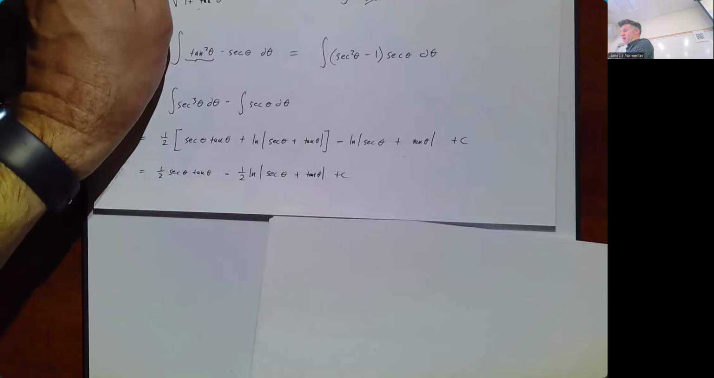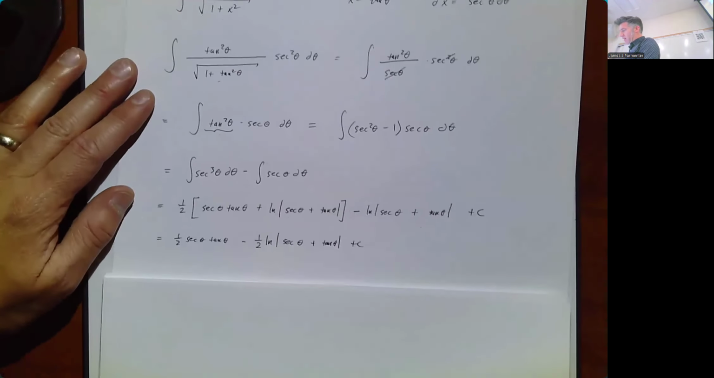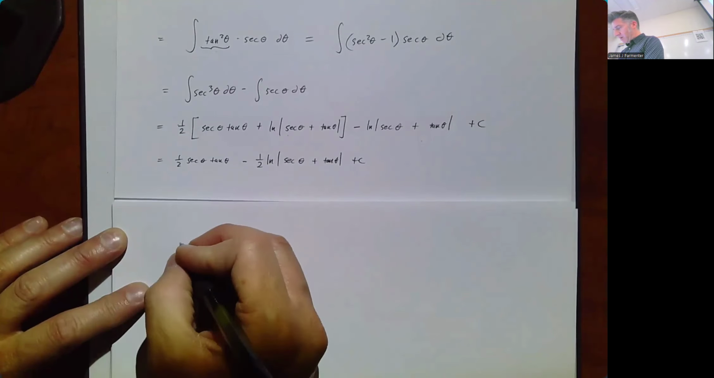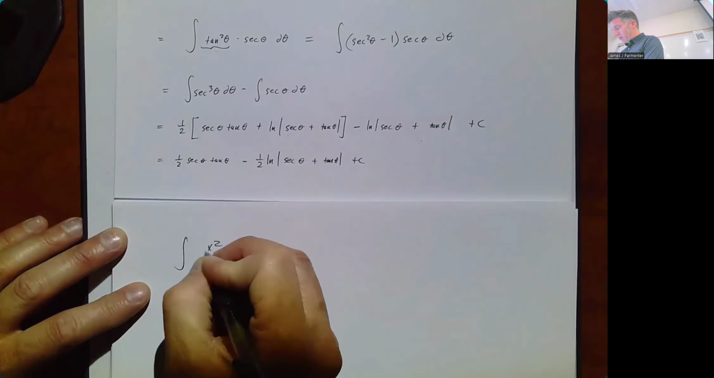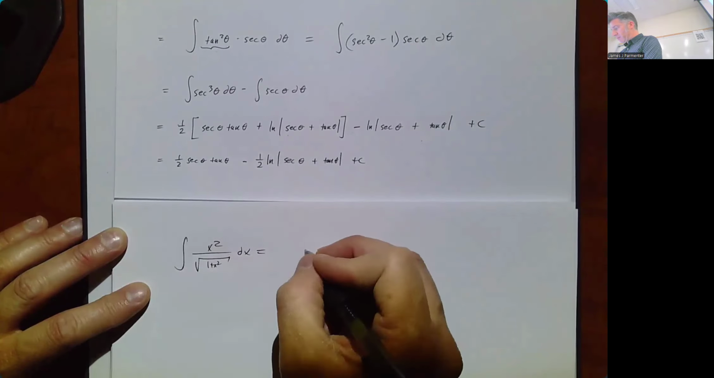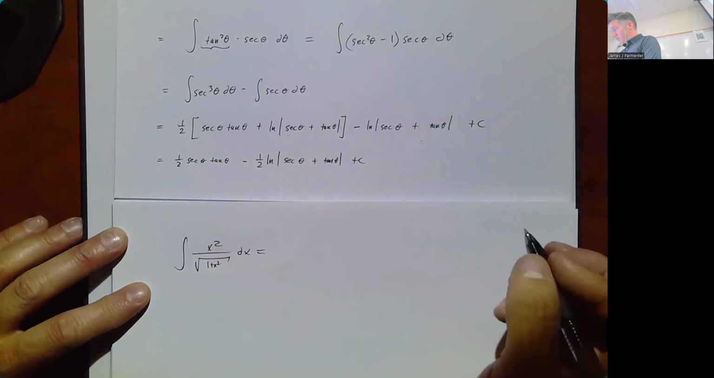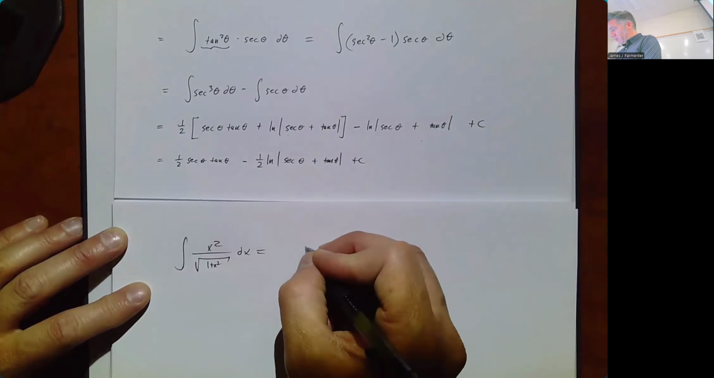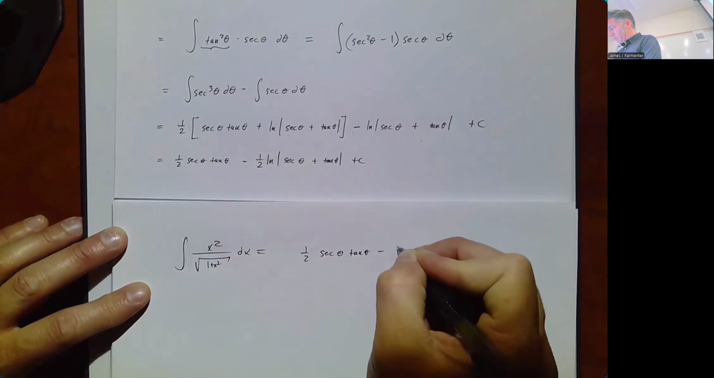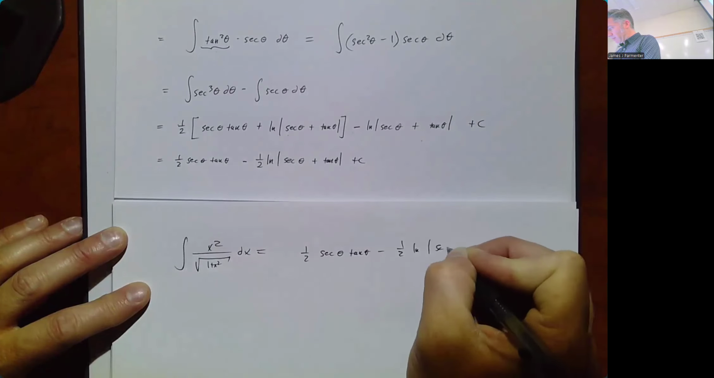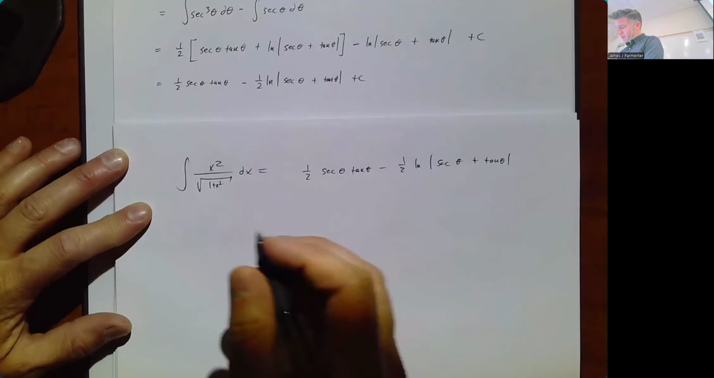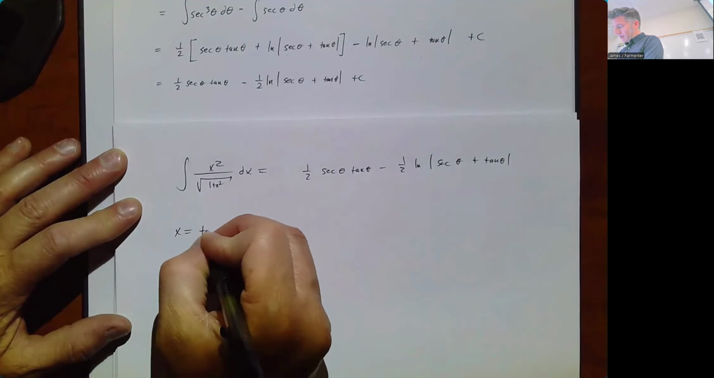There's a couple ways of doing this. I'm going to show you the best way. It's not even a question. This way is the best way. So we have so far that the integral of x squared over the square root of 1 plus x squared dx is equal to, after letting x equal tangent theta, 1/2 secant theta tangent theta minus 1/2 the natural log of the absolute value of secant theta plus tangent theta. And that was by letting x equal tangent theta.